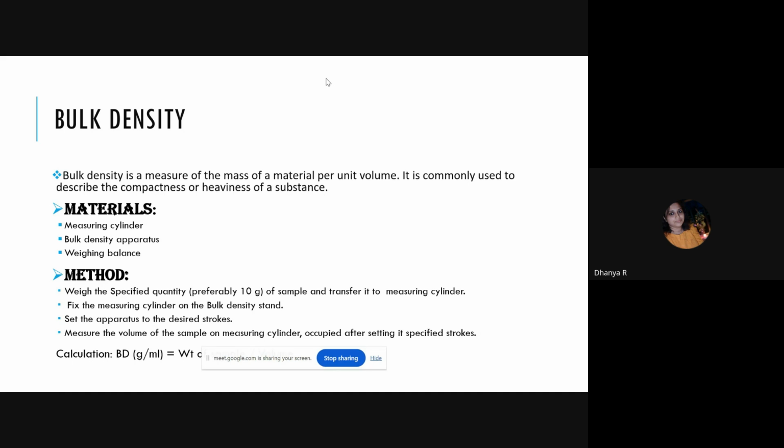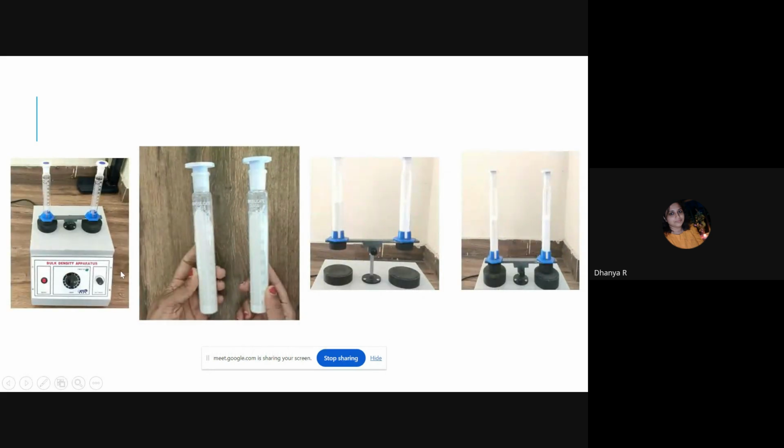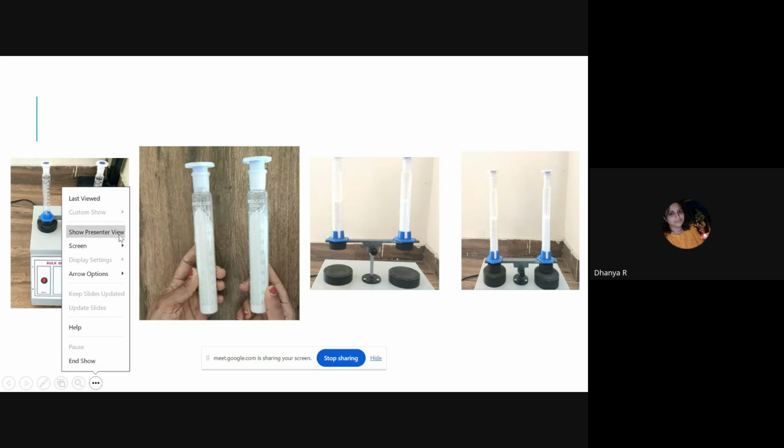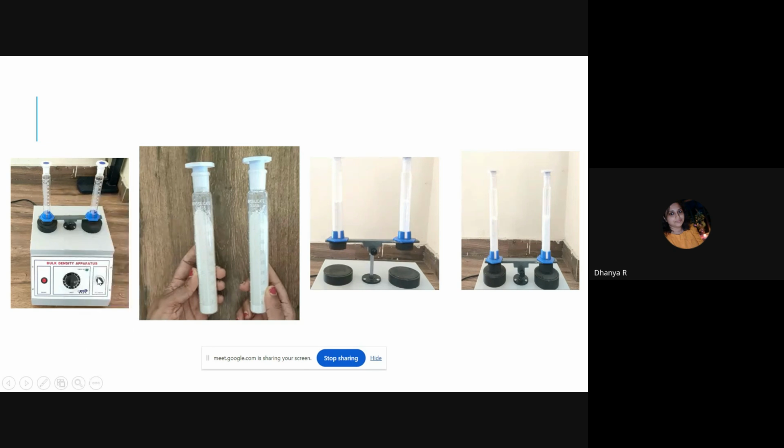Measure the volume occupied by the sample in the measuring cylinder after setting it to the specified strokes, and the calculation is the weight of the sample, which we have taken as 10 gram, divided by the volume that you got from the bulk density apparatus. So this is the bulk density apparatus, and you can see a knob over here. You can use this to set the apparatus to the desired strokes.